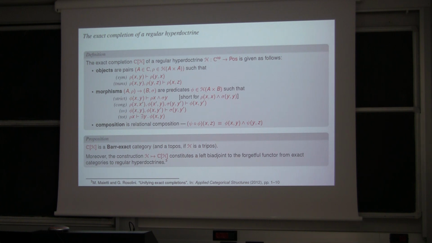partial equivalence relations. And so one can show that this category is always exact, and moreover, it is the free exact category on the regular hyperdoctrine, in the sense that it constitutes a left adjoint to a forgetful functor from exact categories to regular hyperdoctrines. And this is proven, I think, in this paper by Maietti and Rosolini.